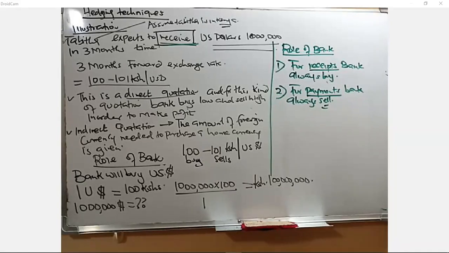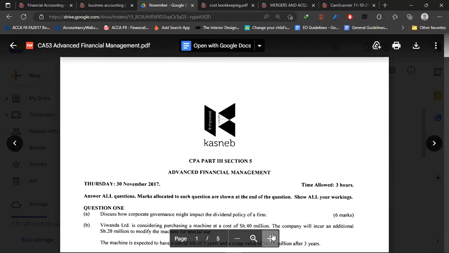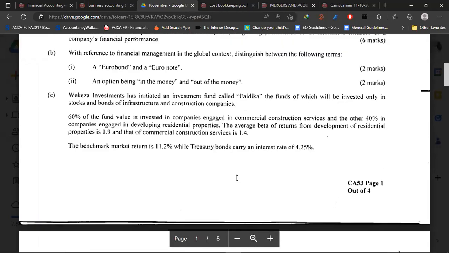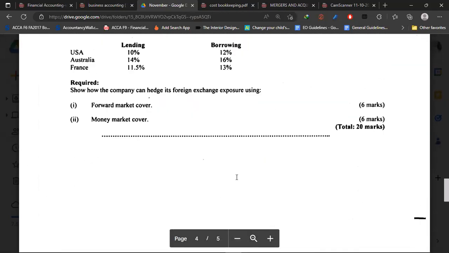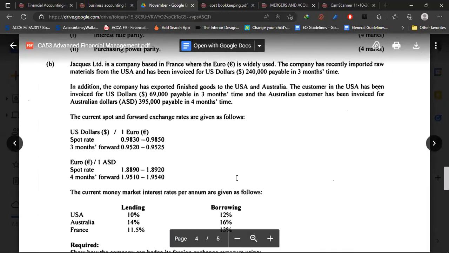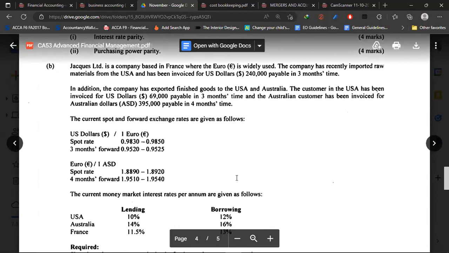So November 2017, question number 5B. Cecilia can read for us. Question 5. Na hii maswali inaletwa pale mwisho mwisho ndio ushtuke kabisa. So question number 5B. Someone reads.